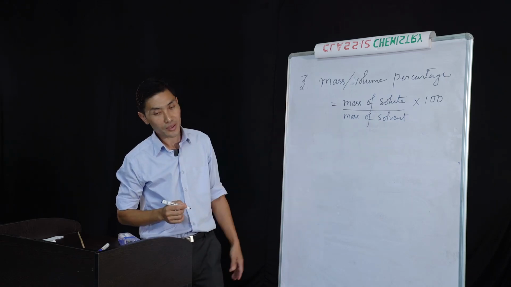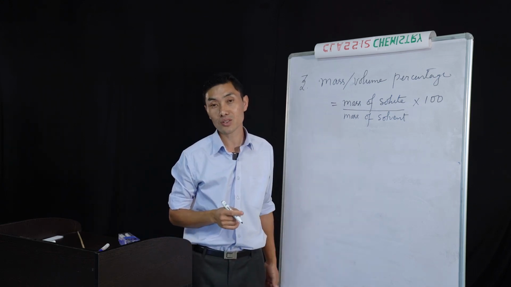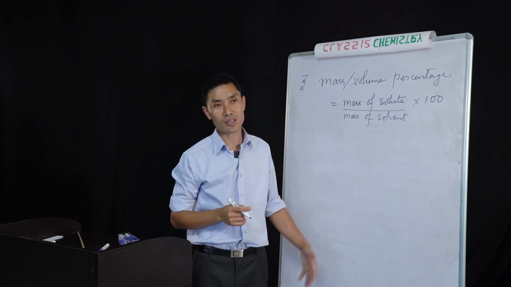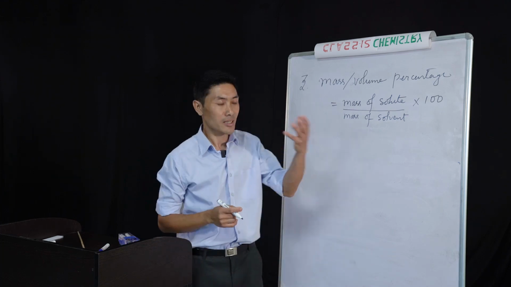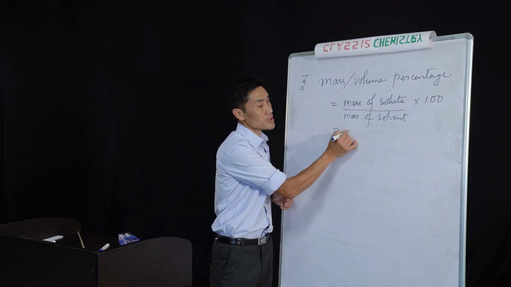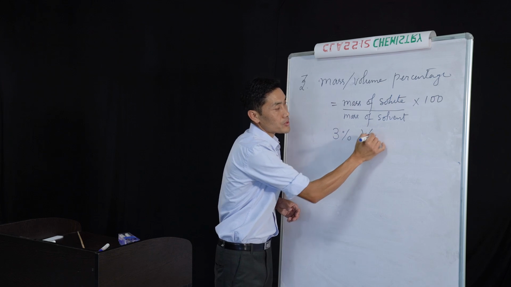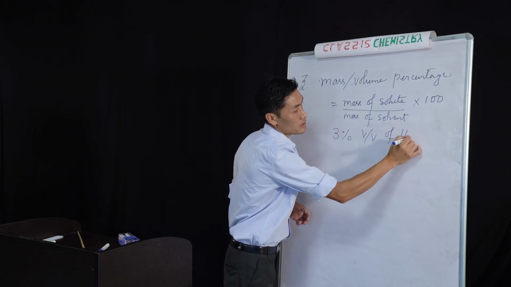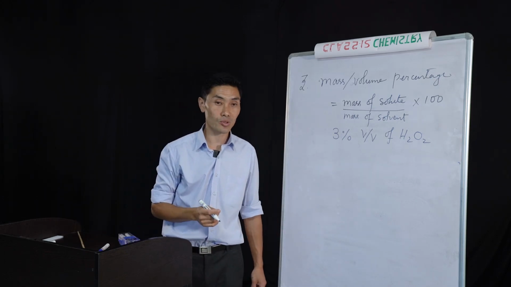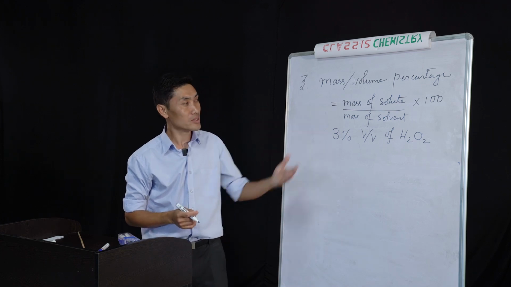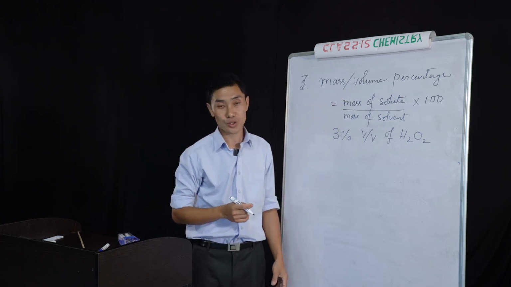This mass by volume percentage, this method of expressing concentration, we usually find in medicines or in pharmaceuticals. For example, if you go to a pharmacy to buy a bottle of hydrogen peroxide, you will find that on the bottle it is written either 3% or 6% of hydrogen peroxide. So usually in medicine or in pharmaceuticals, this method of expressing concentration is used.